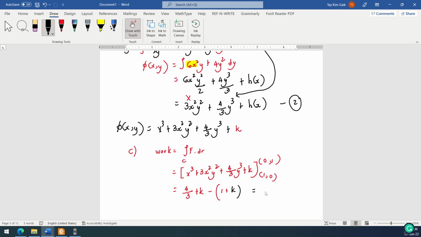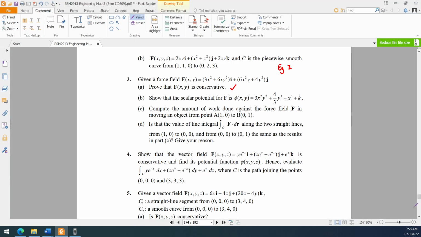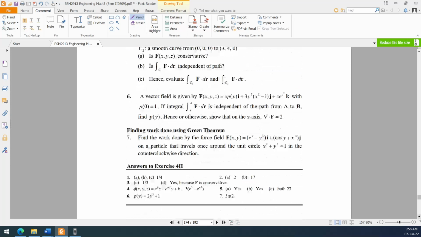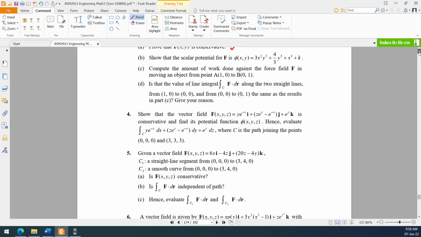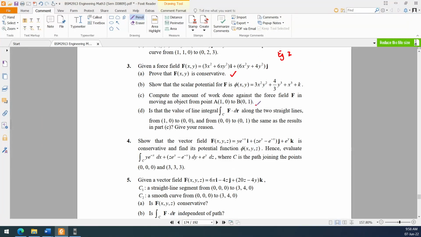So you obtain the answer: 4 over 3 minus 3 over 3, the answer is 1/3. So question 3C, answer 1/3, correct. Okay, so 3C done.